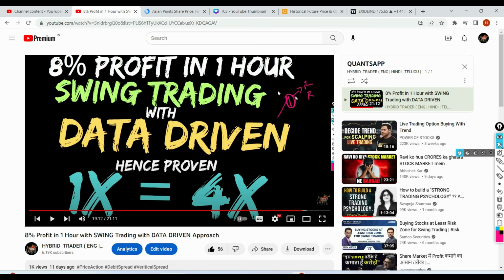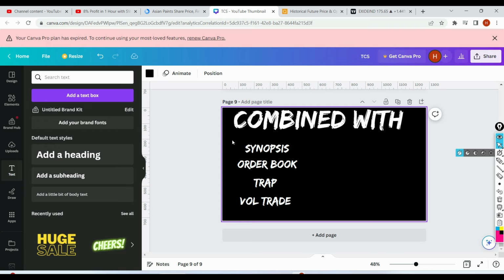But definitely I'm not recommending you to go for the e-margin unless and until you know how to do the price action, and how to combine it with the data-driven approach. See, what is the data-driven approach basically? At the end of the day, it's open interest. So now let me show you, I'll update here, guys.